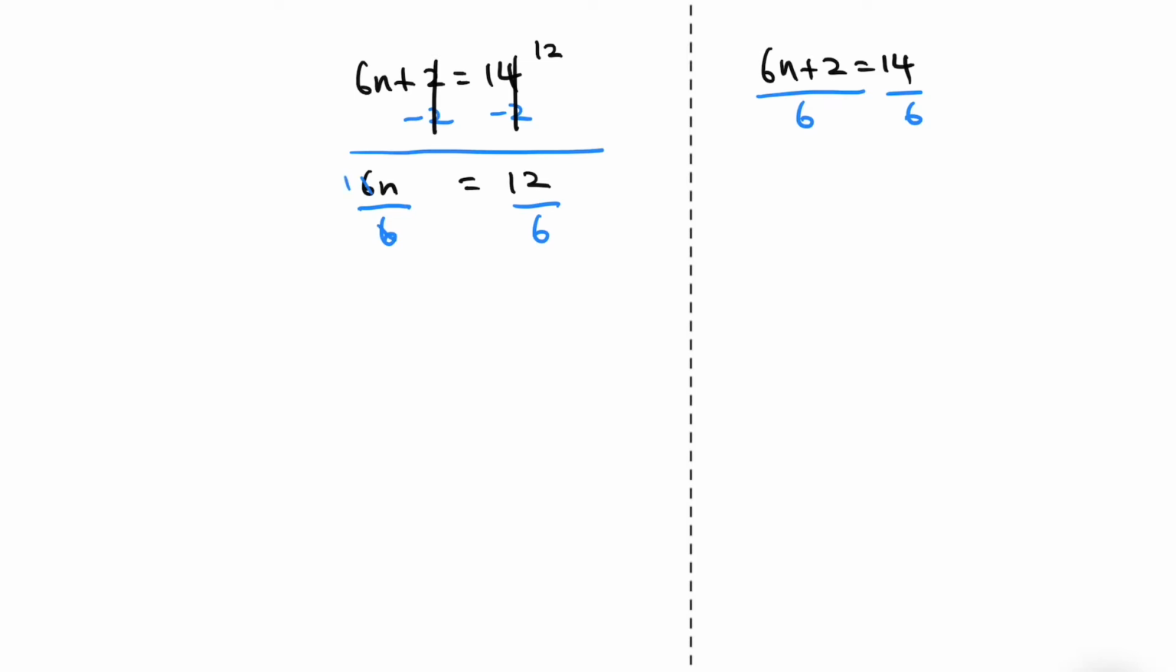6, they cancel out. 12 divided by 6 is 2. So we have n is equal to 2. On the right side though, this one will look a little messy.